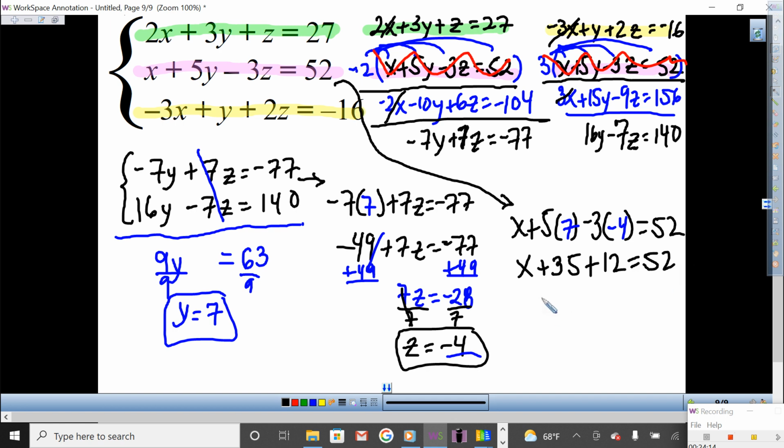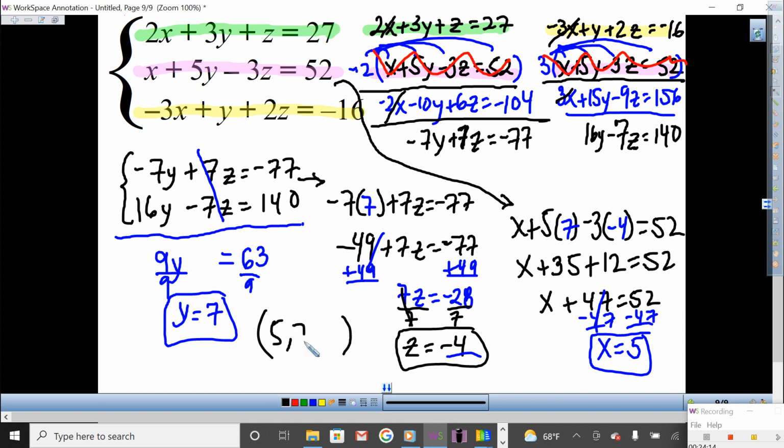Continue, Vince, go. X minus 35. Can we combine first, though? Oh, yeah. X plus 47 equals 52. And then? X equals? Five. All right. So our solution, 5, 7, negative 4. Woo! Let's go.